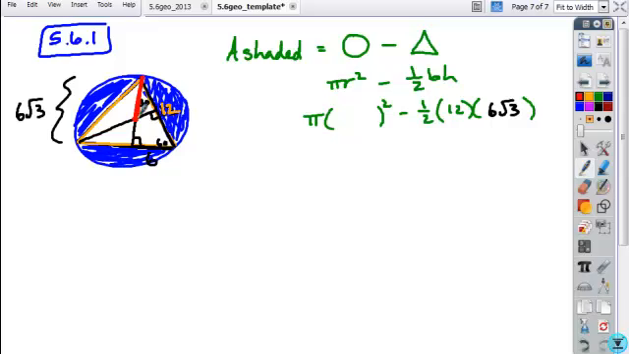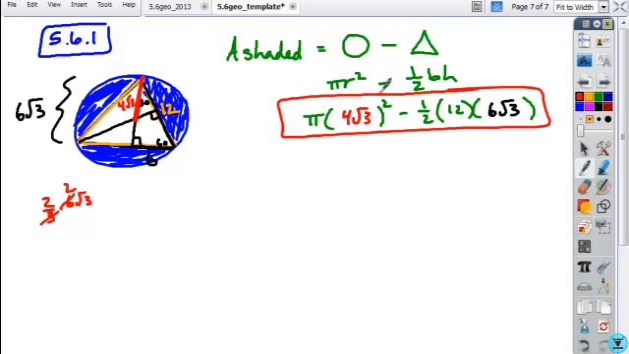And going back to the fact that this median is cut off by a centroid in a ratio of 2 to 1, this upper portion is what fraction of the whole thing? 2/3. So if we just take 2/3 of 6 root 3, that's going to be this upper portion here. So 3 goes into 6 twice. So this is going to be 4 root 3, and that would be our radius. So then it's just a matter of calculating this number.